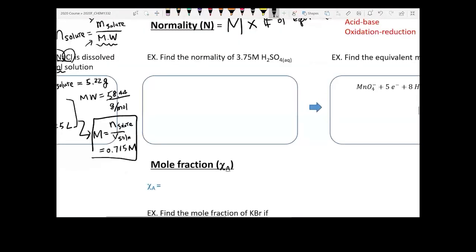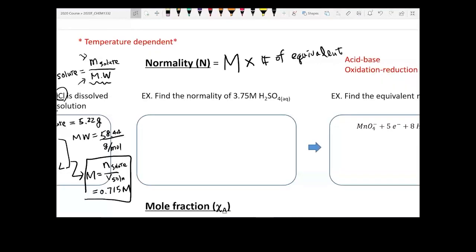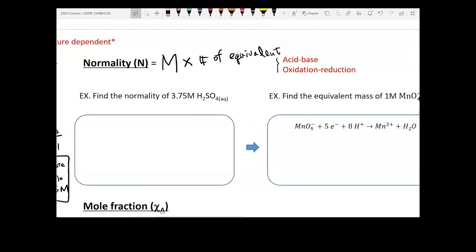So what is the number of equivalents? Typically, this is relevant to two types of solution. One is the so-called acid-base solution. The other one is the oxidation-reduction solution. I assume everybody knows what an acid is, right? An acid is a species that, once it dissolves inside water, will produce protons.